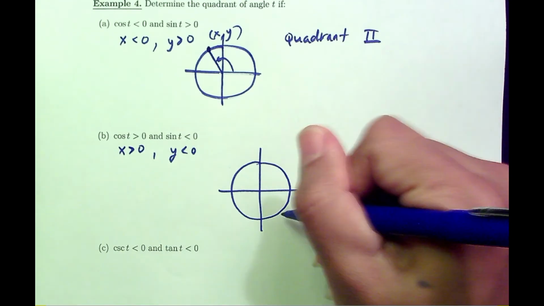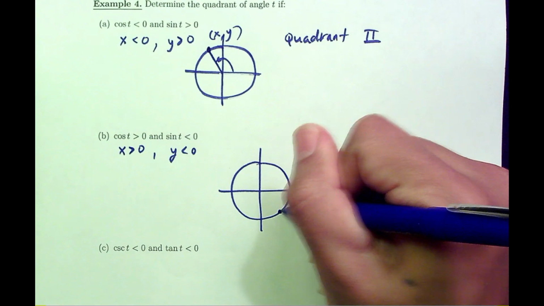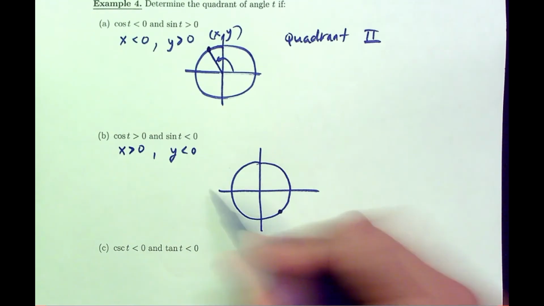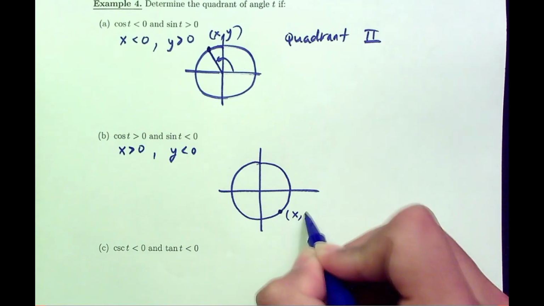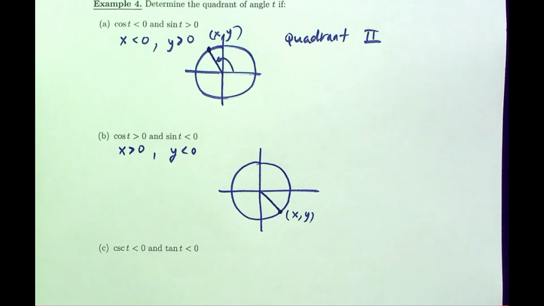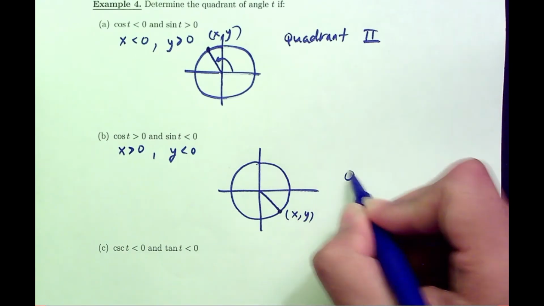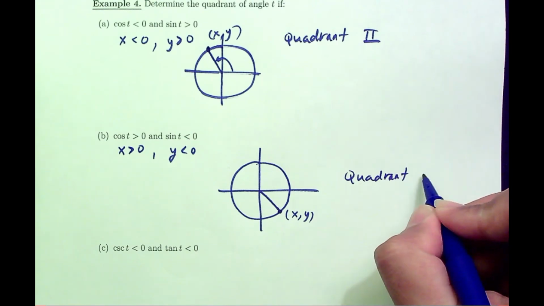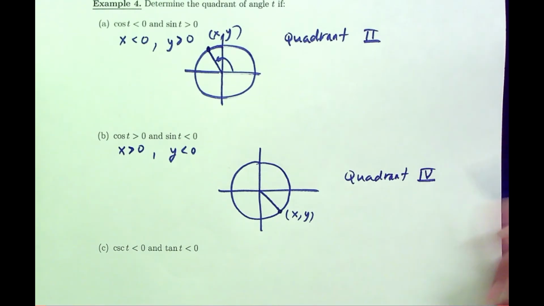If you said the fourth quadrant, then you're right. In this quadrant, the x-coordinate is positive and the y-coordinate is negative. So your angle is in the fourth quadrant. So this is quadrant 4.